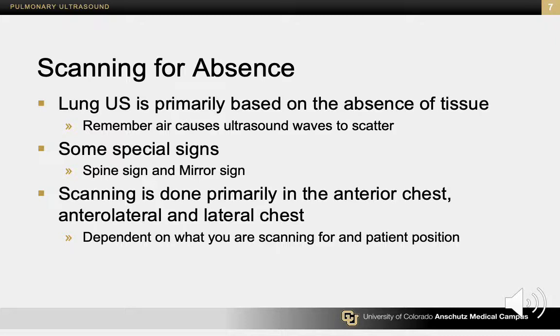Some of the special signs that we'll discuss in a couple of slides are the spine sign and mirror sign, and those are fairly specific for pleural effusion. In terms of scanning for lung pathology, we're looking primarily at the anterior, anterolateral, and lateral chest. There are a couple that we do have to scan posteriorly, and we'll talk about those when we get there. But positioning will depend a little on what etiology you're scanning for.